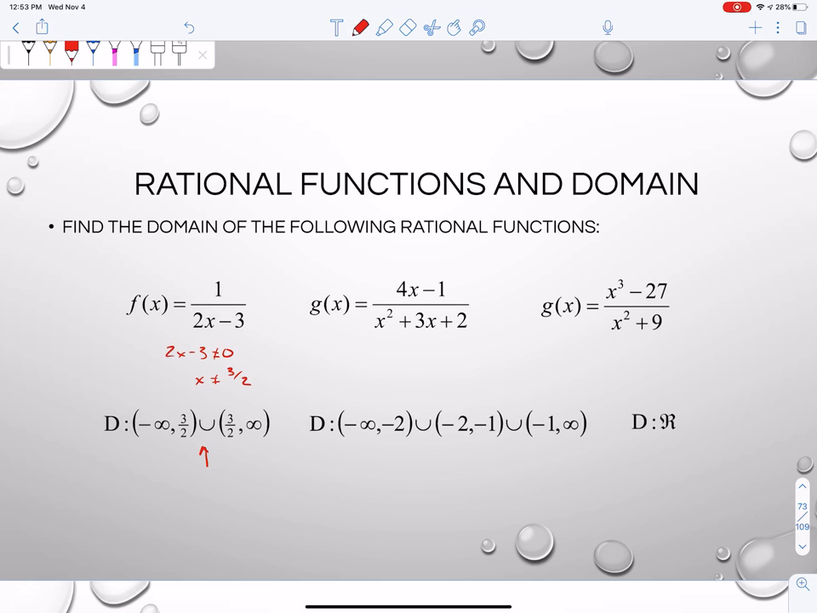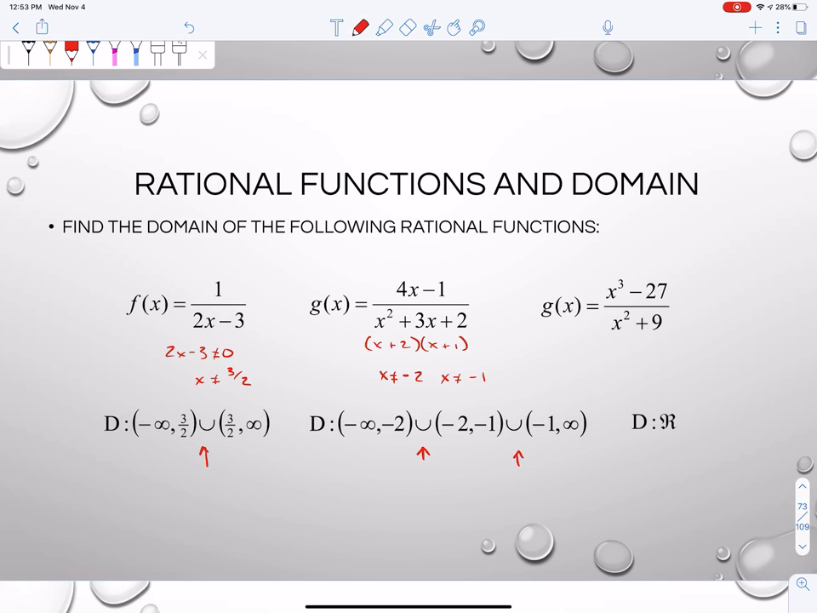Same thing here in g. If I factor the denominator, I end up getting that x cannot equal negative 2 and cannot equal negative 1. Thus, I have 2 splits in my domain. So however many restricted values we end up with, we're going to have the number of restricted values plus 1 intervals in my domain when we write it in interval notation. So again, I have negative infinity through negative 2, negative 2 through negative 1, and negative 1 through infinity, all non-inclusive using parentheses.